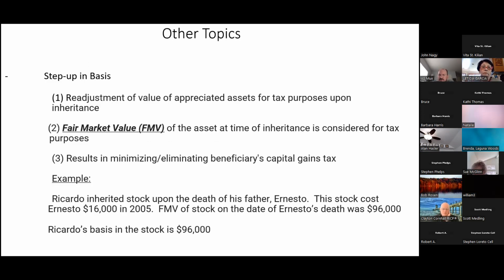Okay, this is something I think we talked about last year, and you may hear the term step up in basis. So what that means, and probably the best example I can give you, is you've got an adult son who inherits stock when his father passes. In this example, the stock cost the dad way back in the day 16K, and then the fair market value at the date of death is 96,000. And so the son's basis in the stock is 96,000.